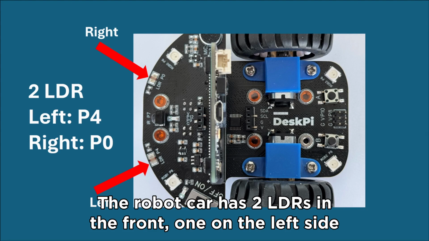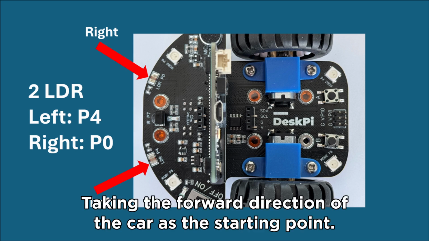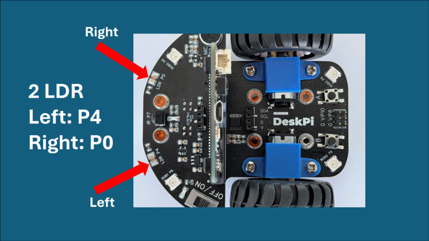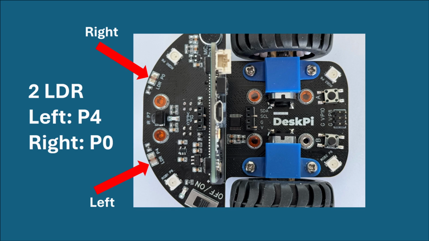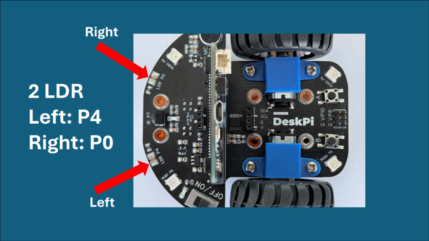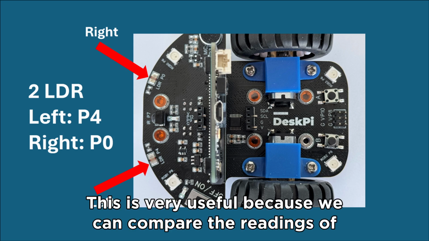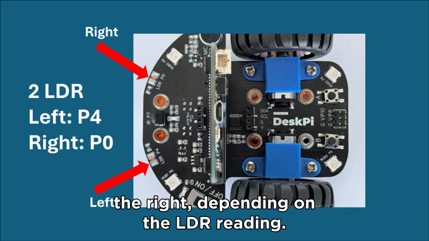The robot car has two LDRs in the front, one on the left side and one on the right side, taking the forward direction of the car as the starting point. The left LDR is connected to pin number 4 and the right one is connected to pin 0. Remember those pin numbers because we'll need them in the programming. This is very useful because we can compare the readings of both LDRs and instruct the car to either go to the left or to the right depending on the LDR reading.